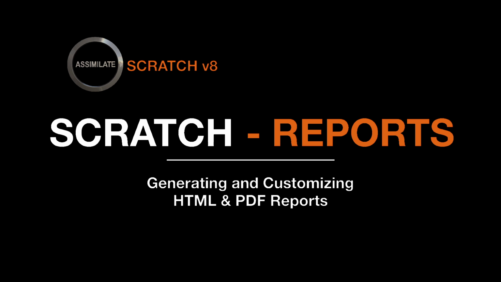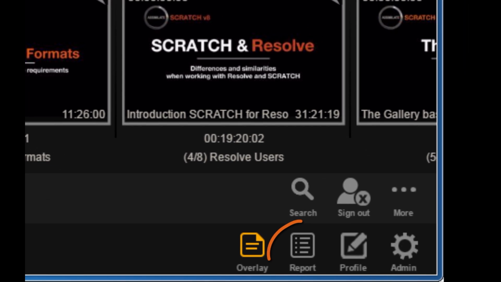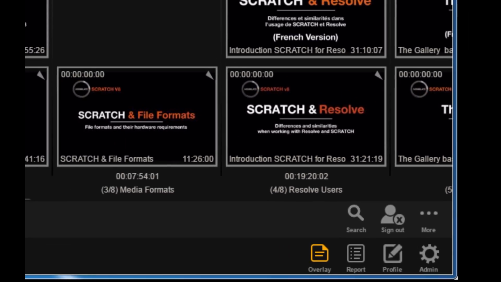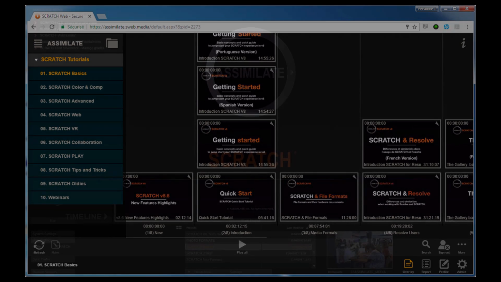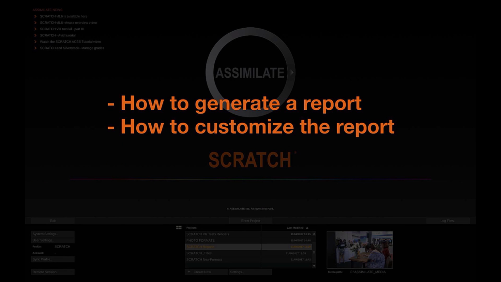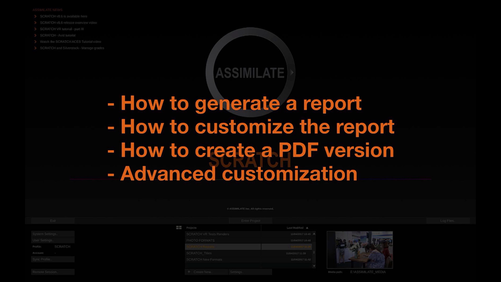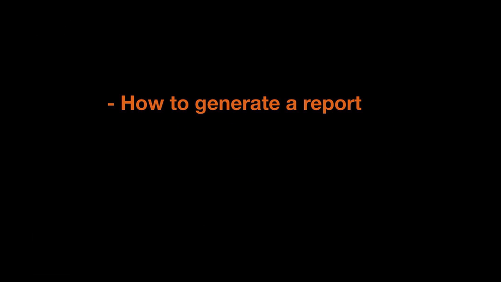Today we're going to talk about the report function in Scratch that just got a major upgrade in version 8.6. You probably remember that reports were already available from the Scratch Web UI, like here, and the corresponding tutorial is still available on scratchweb.tv. So in today's tutorial we're going to have a look at how to generate a report, how to customize the report, how to create a PDF version, and some tips about advanced customization.